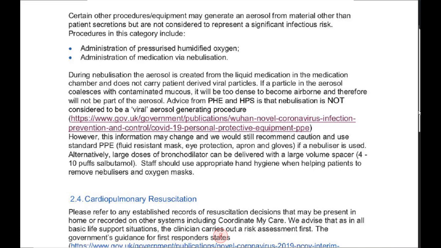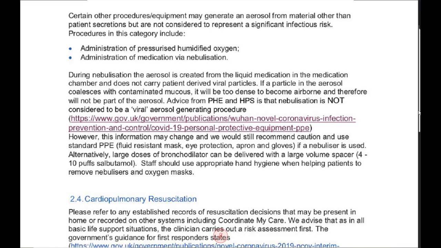There is still a lot of debate going on, so you may see this change in due course. But we would say that if you do need to give high-dose bronchodilators to a patient and you're in the room, then this can be done more safely via a large volume spacer like the Volumatic, giving 8 to 10 puffs of salbutamol through a large volume spacer.